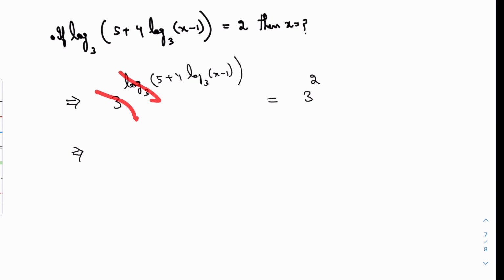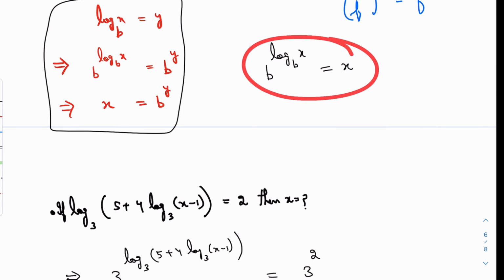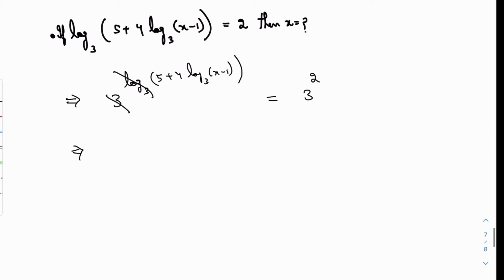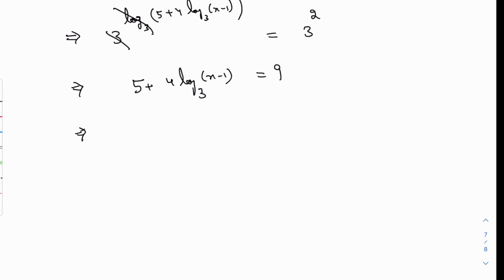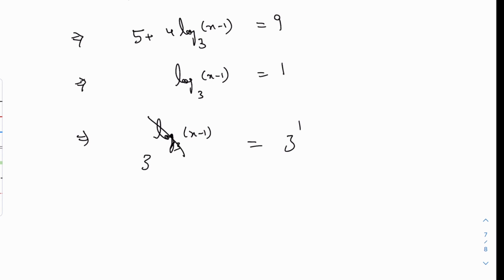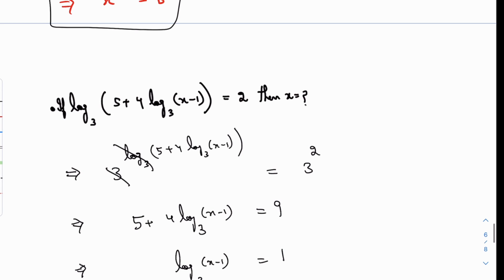And on this side, these things cancel out under the same property that we have marked over here. So what do I get? I'm left with 5 plus 4 log x minus 1 base 3, and this side we get 9. That gives me, we can take 5 to the other side and then divide by 4, which leaves us with 1. Now I need to remove this logarithm, which is again of base 3. So again, I will apply base 3 both the sides. Now again, since the bases match, these terms will cancel out. I get x minus 1, which is 3. So x is 4. That should be the value of x in this equation.